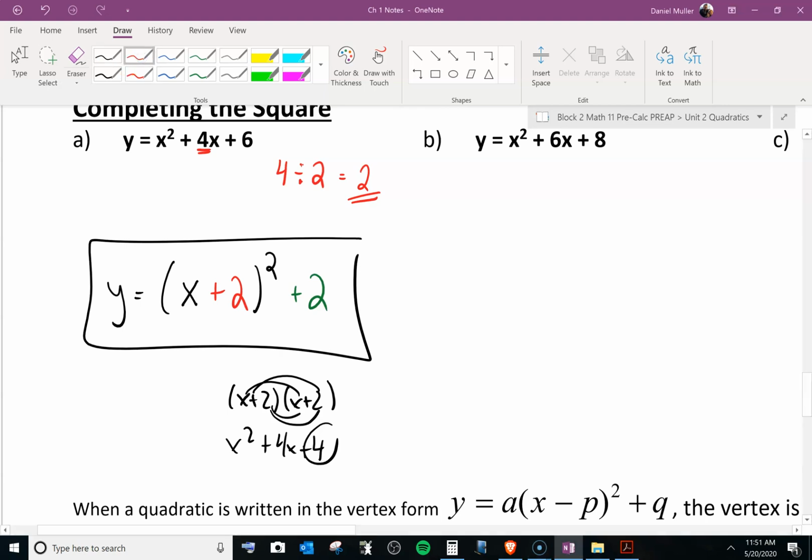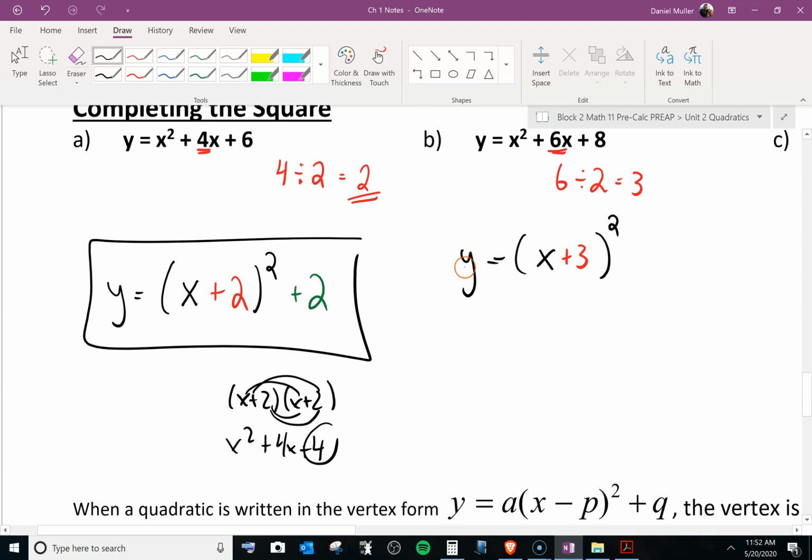All right, let's try B here. So I start with the middle, and I take that and I cut it in half, and I get 3. And then I divide it by the number that's out in front here, but there is none, so I don't worry about that. So I create a square, but now it has a 3.